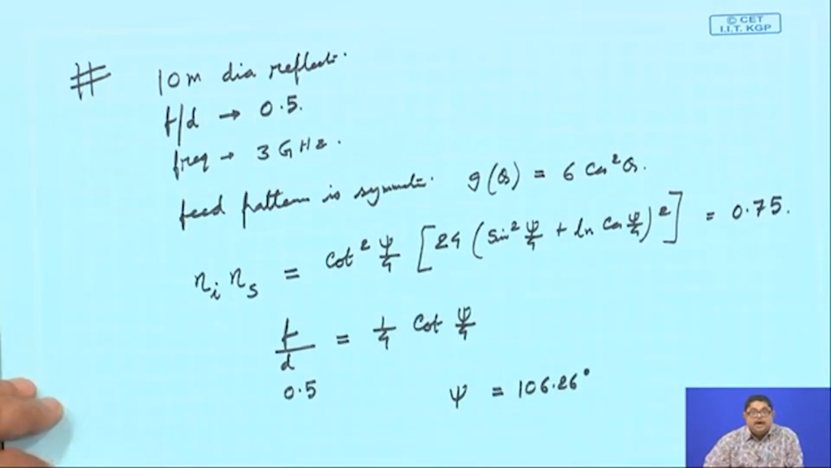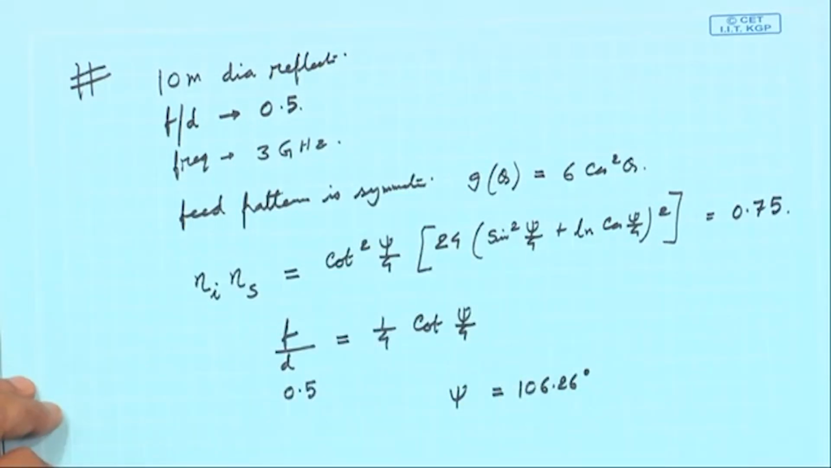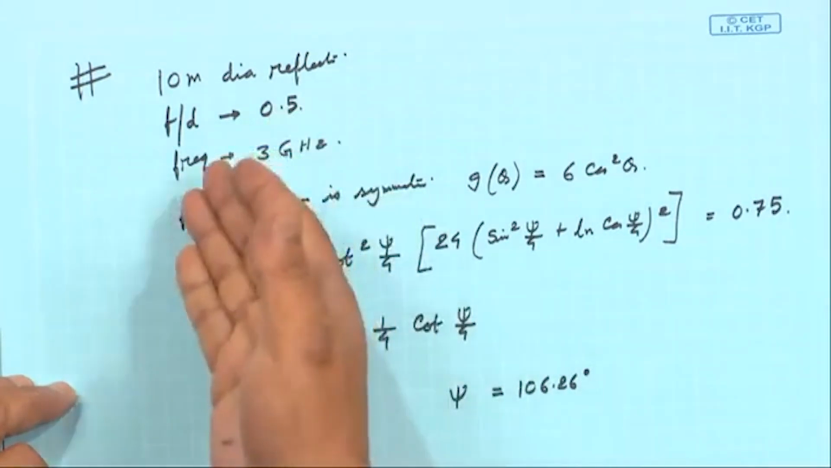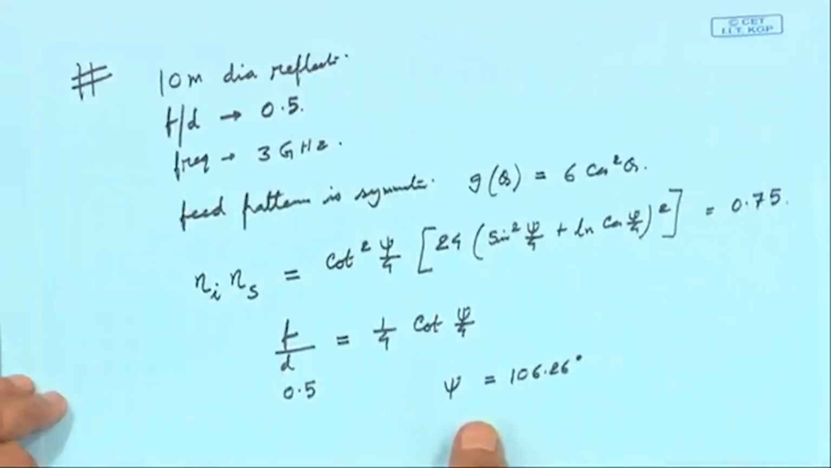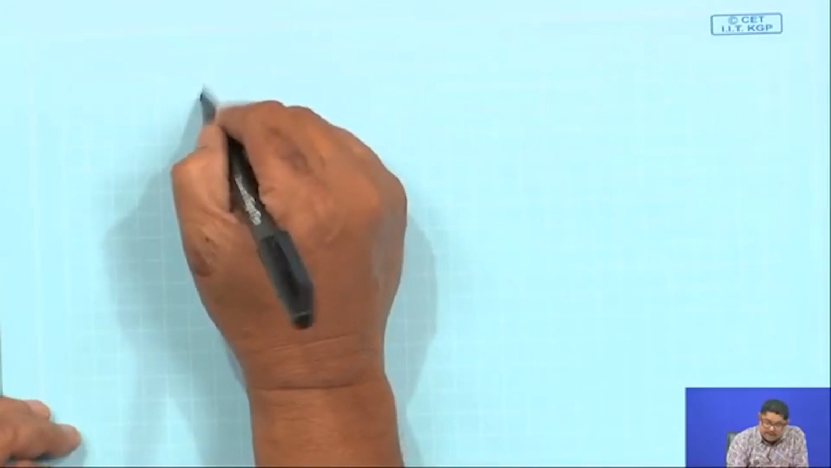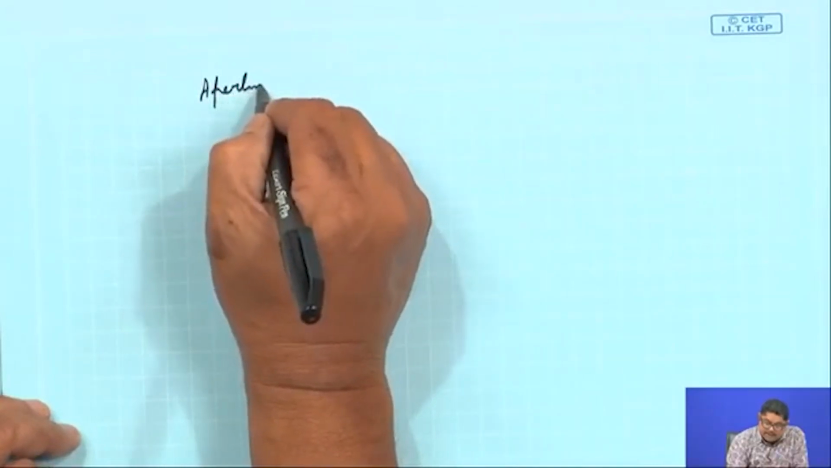Now, since the diameter of the reflector is given, and also the frequency is given, what will be the directivity? Directivity can be easily calculated, aperture directivity.